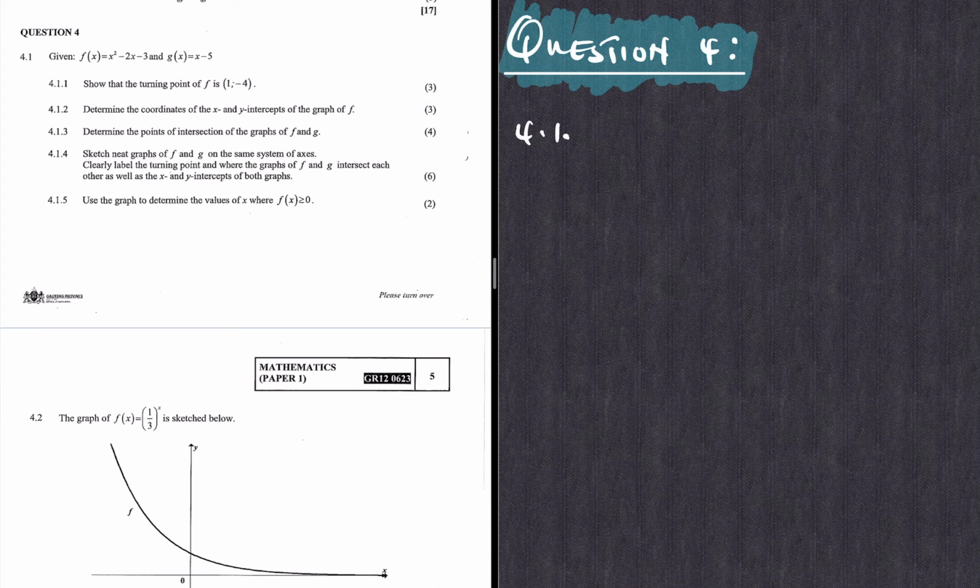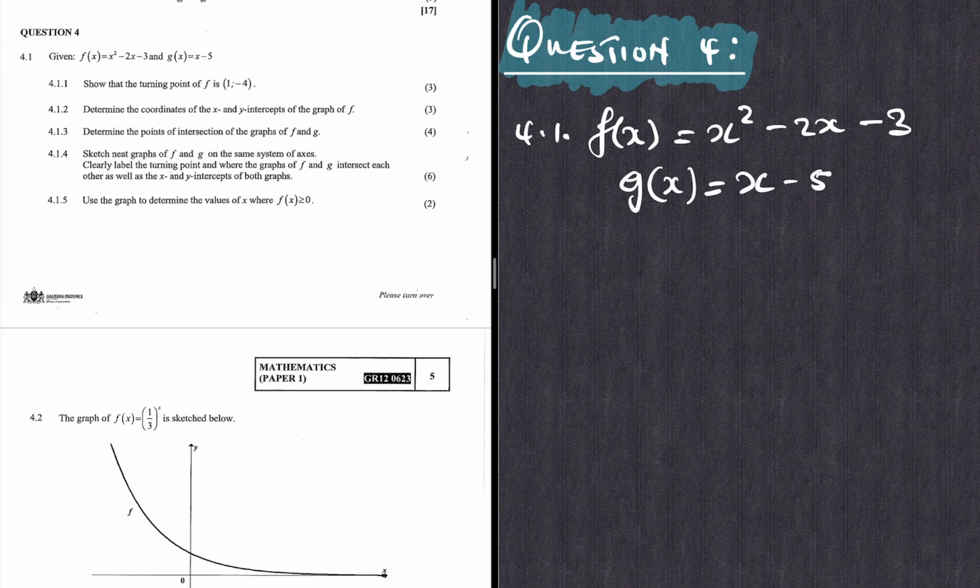We are given 4.1, and that is f of x is given by x squared minus 2x minus 3. That is a quadratic graph, or you can say it's a parabolic graph. You're also given a straight line, g of x, which equals x minus 5. So that's a straight line with a gradient of 1, and of course with a y-intercept of minus 5, which is 0 and negative 5 at the y-intercept of that line, in case they want it. Now, let's check the first question.